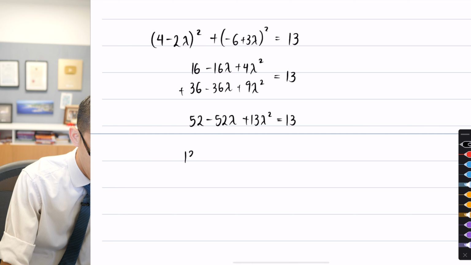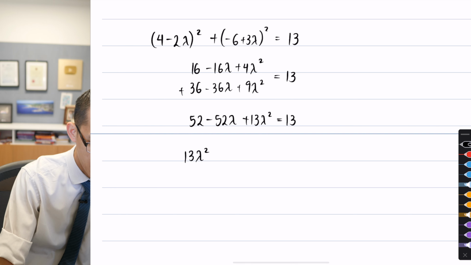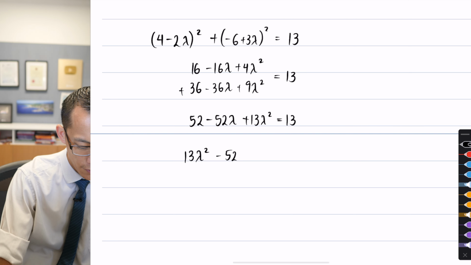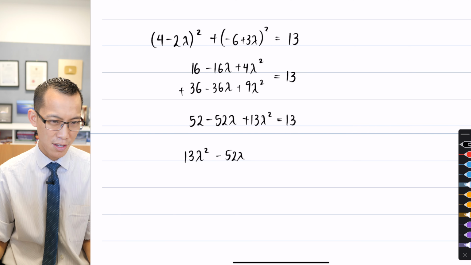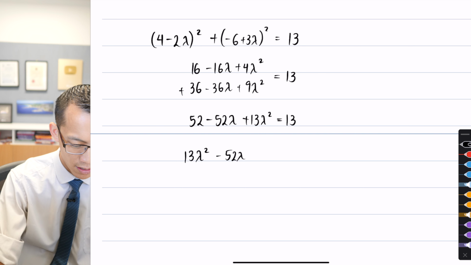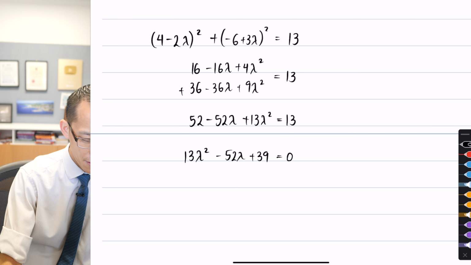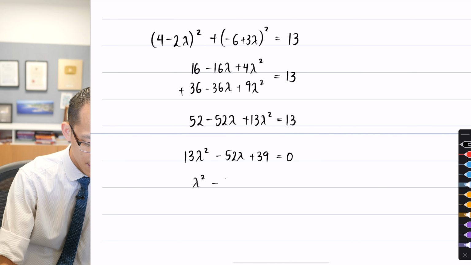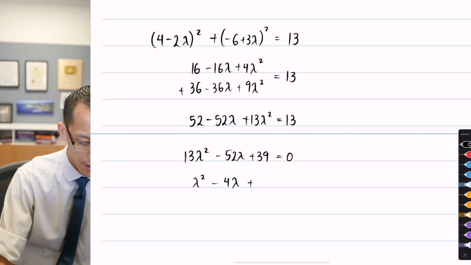Let's just tidy this up for a second before I do the division. Let's have our lambda squared out the front, 52 lambda, and I've actually got constants on both sides, right? So I might as well subtract 13 from both sides. That gives me plus 39. Okay, I'll divide through now, and that gives me a nice, neat quadratic in lambda.